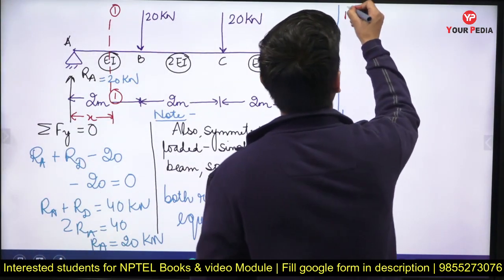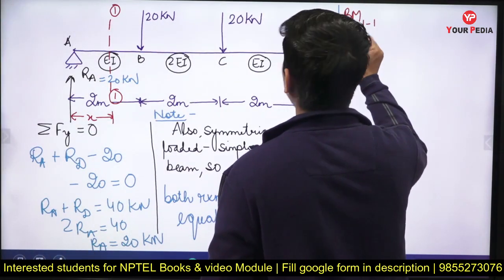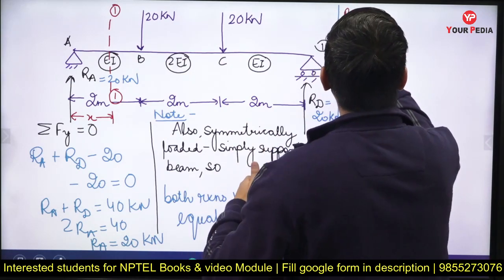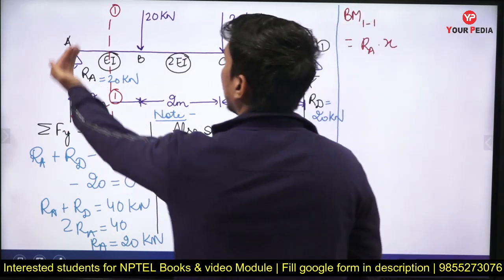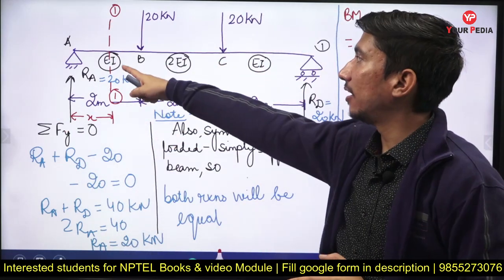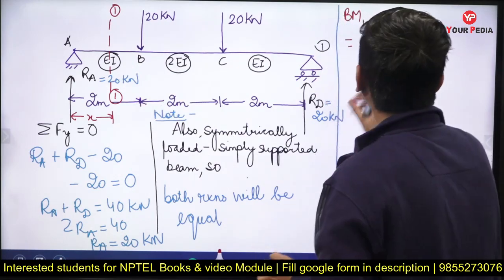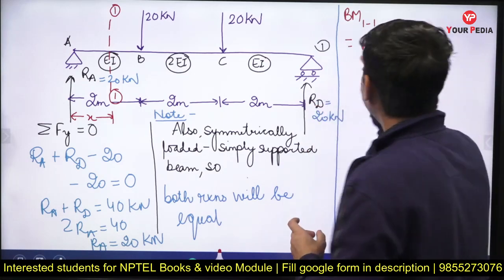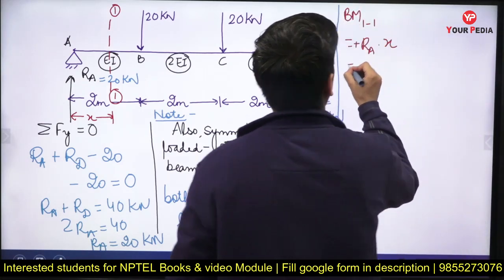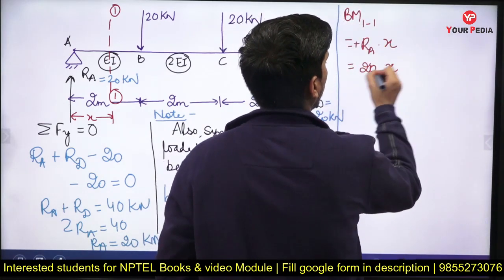So I can write the bending moment equation for this section 1 will be equal to RA into x. As you can see, this RA will create a clockwise moment at this section 1-1 from the left side, so it will be positive bending moment. So it becomes plus RA into x. The value of RA is 20, so it becomes 20x.